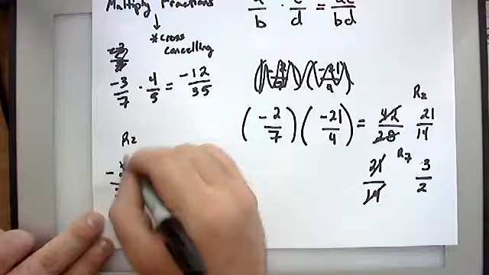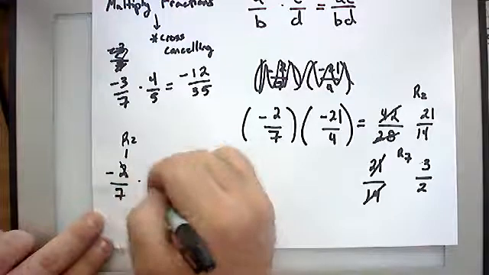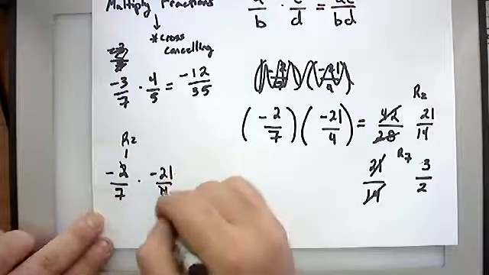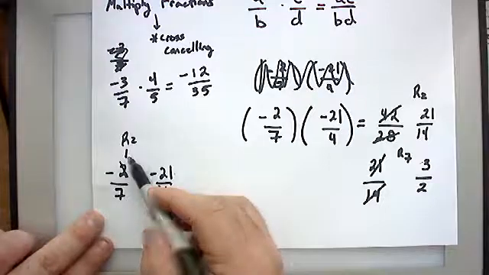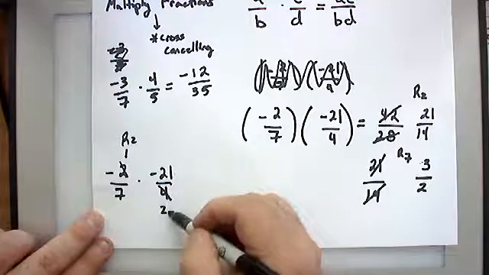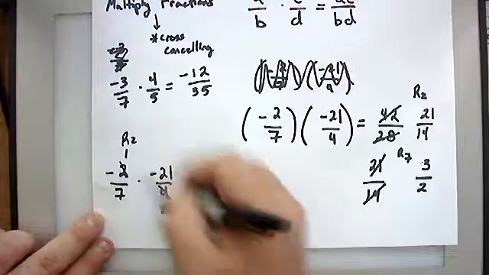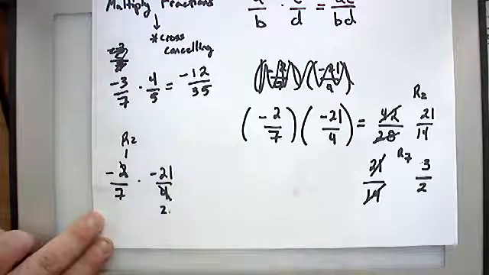2 goes into 2 once, and we're going to do it on the cross here rather than up and down. 2 goes into 4 twice. I reduced 2 by 2 and got 1. I reduced 4 by 2 and got 2. So now instead of a 2 and a 4, I have a 1 and a 2. I've reduced inside the problem.